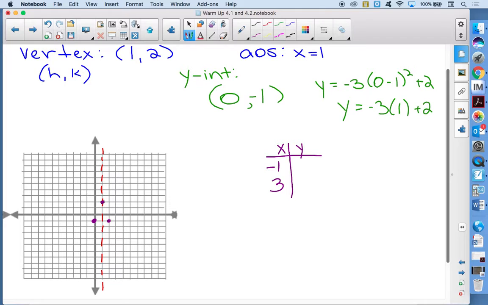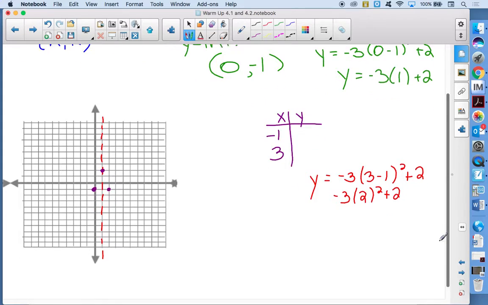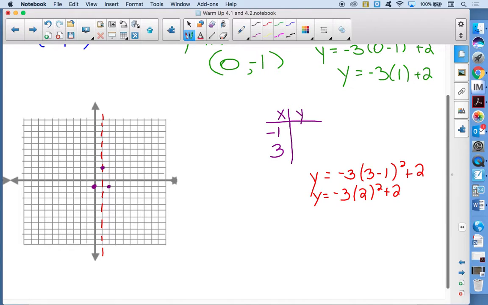And again, you can plug either one of those in. So if you'd rather plug in the positive 3, because you're going to get a positive number, doesn't matter. So Noelle, we have negative 3 times 2 squared plus 2.